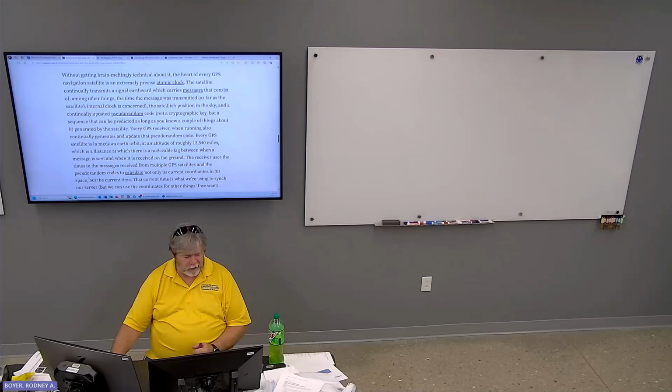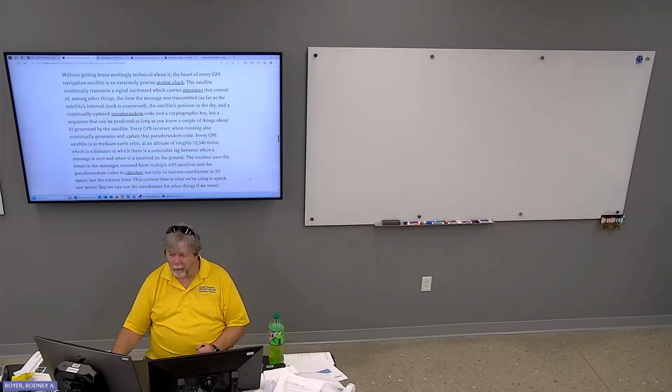The receiver uses times in the message received from multiple GPS satellites, and the pseudo-random code, calculating not only its current coordinates in 3D space, but also the current time. Current time is what we're using to sync our server, but we can use coordinates for other things too if we want.